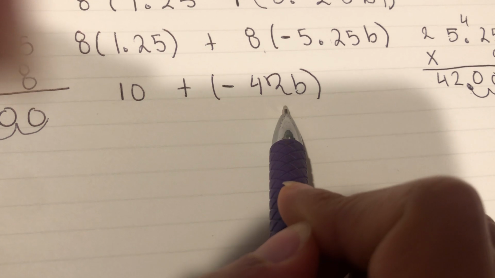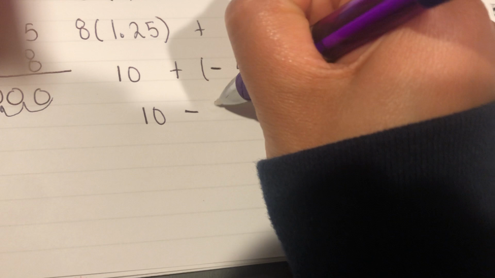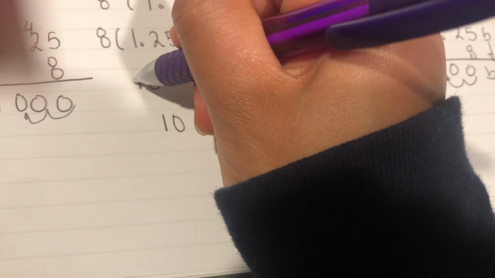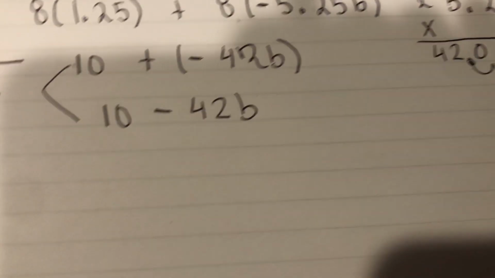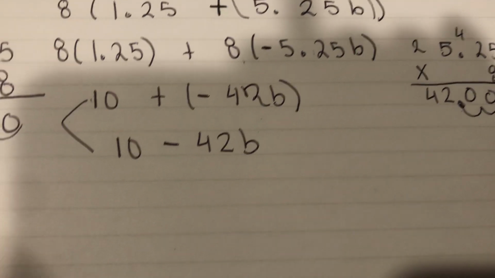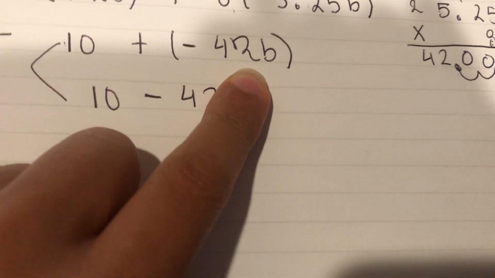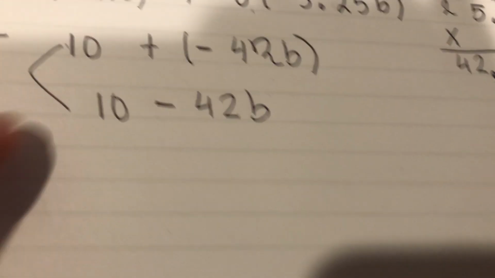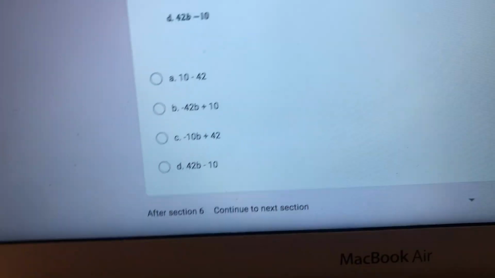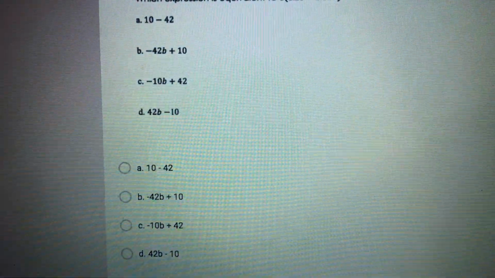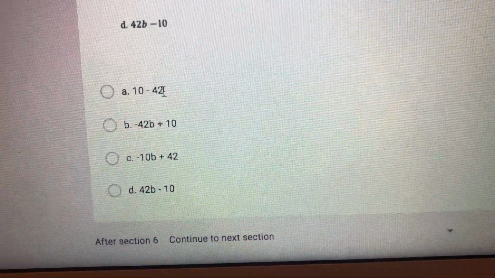Now 10 plus negative 42b, remember, is the same as 10 minus 42b. These are the same thing. They equal one another. They're equivalent. So now that we know, okay, if I use the distributive property, it's either equivalent to 10 plus negative 42b, so this 42b is negative, and the 10 is positive. So I'm going to look at my answer choices here. And when I look at these answer choices, it's definitely not A because there's no b. It's 10 minus 42, and you need that variable, so it's not A.